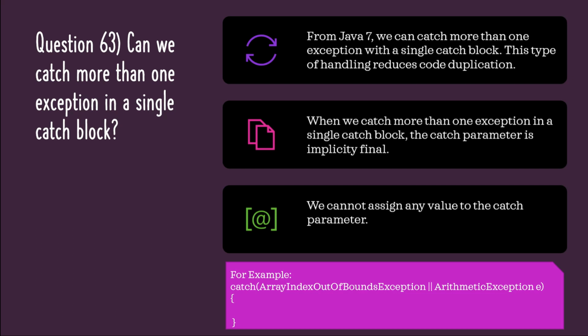Example: catch (ArrayIndexOutOfBoundsException | ArithmeticException e). In the given example, e is final. We cannot assign any value or modify e in the catch statement.